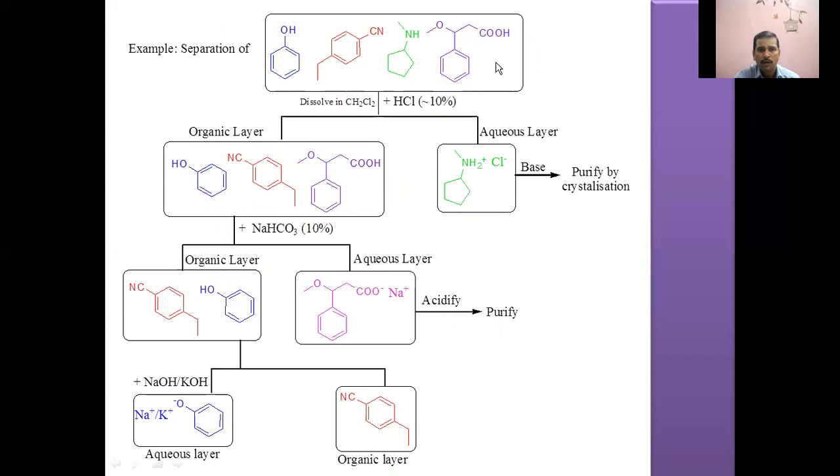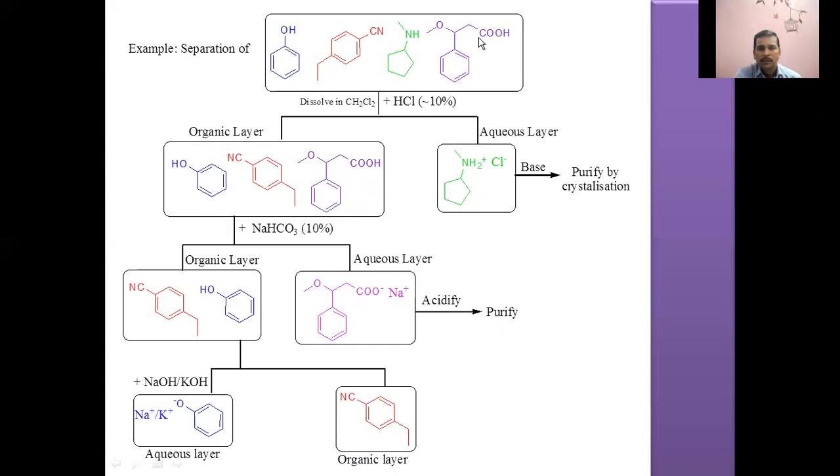Let us assume 4 compounds are present in a mixture. The sample which is going to be given to you is containing 4 compounds: phenol, 4-ethyl benzonitrile, or 4-ethyl cyanobenzene. Cyanobenzene or benzonitrile, both are same. 4-ethyl cyanobenzene or 4-ethyl benzonitrile, methylaminocyclopentane, right?